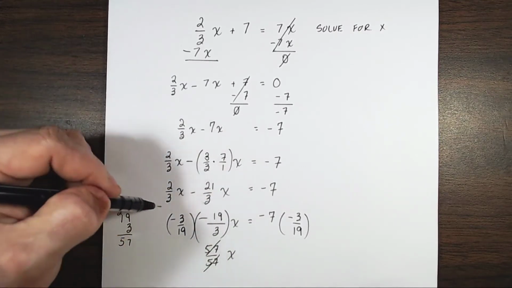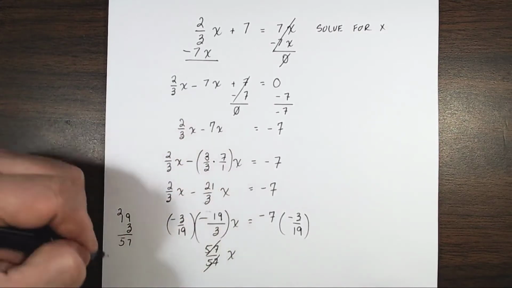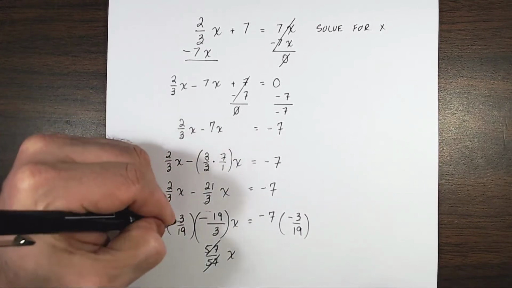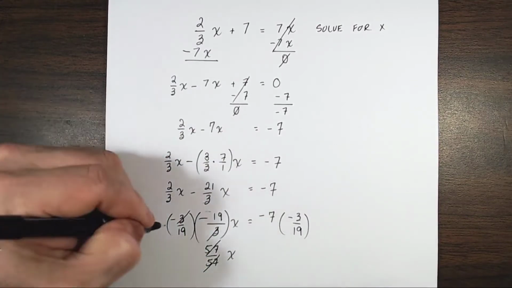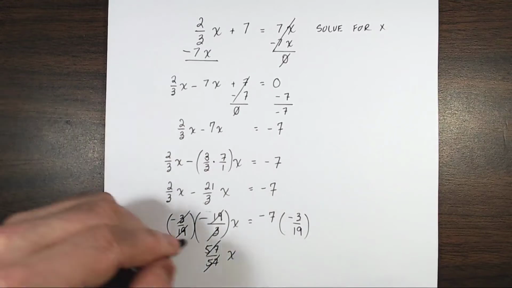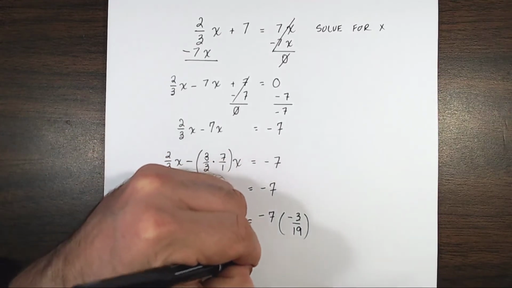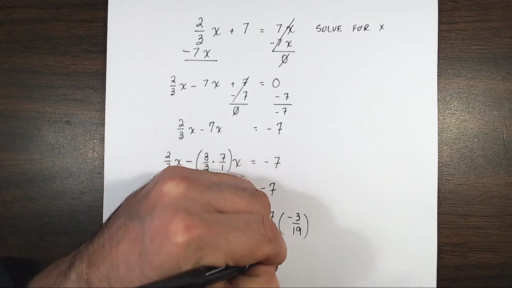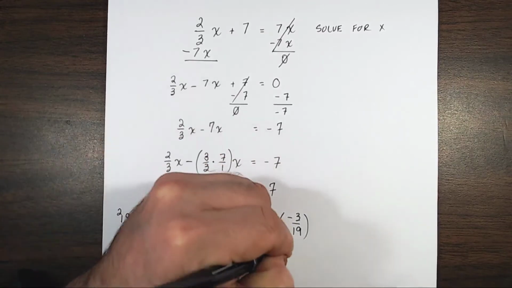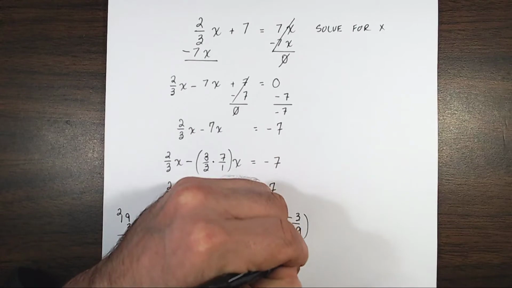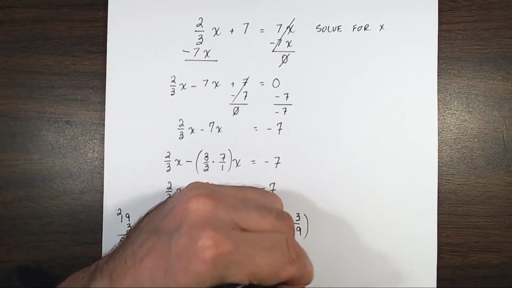If you wanted to do it a different way that's easier, you don't have to do all the multiplication. You can just notice that 3's cancel and the 19's cancel. So everything cancels out, leaving just x by itself equals -7 over 1 times -3 over 19.